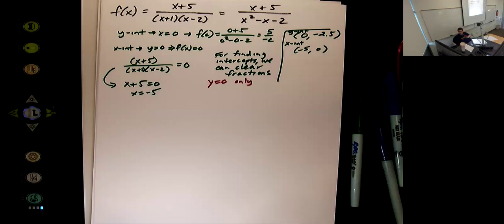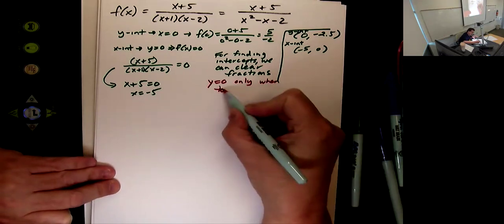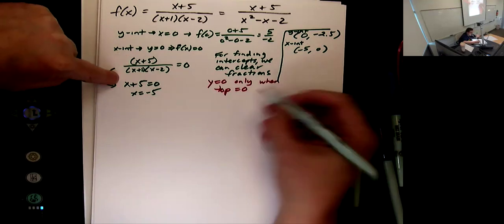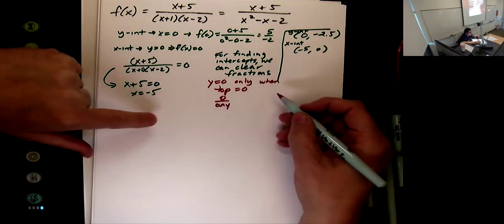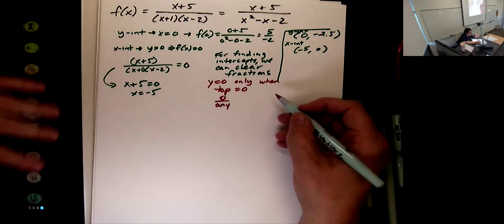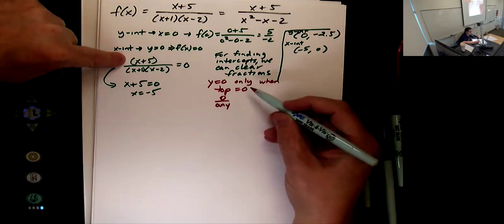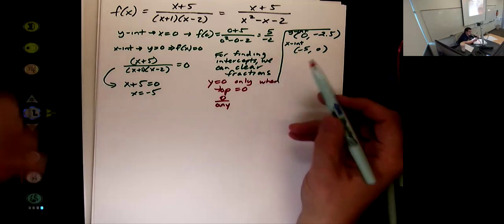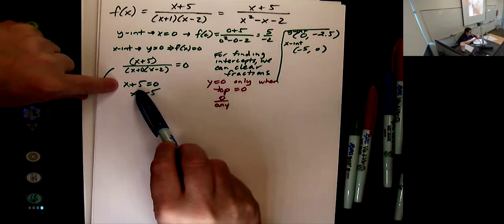Okay, so y equals 0 is only when the top equals 0. Just focus on the top, because the bottom could be any number, and 0 over any number is still 0, unless the bottom's 0, then you're in trouble. So that's the safe way of doing it. If you want to get to it fast to find the intercepts, you can clear fractions. But that's not the endgame, we're not going to just leave it as x plus 5.